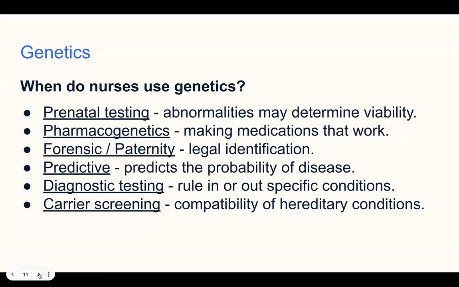Genetics are predictive. They can predict the probability of disease occurring in the future. We also use genetics to rule out specific conditions, so we use it in diagnostic testing. And we use it in carrier screening a lot. When we talked about sickle cell disease, if both parents are carriers, then the child has a 25% or a significant chance of becoming a victim of sickle cell disease. So that's why we use it for that.